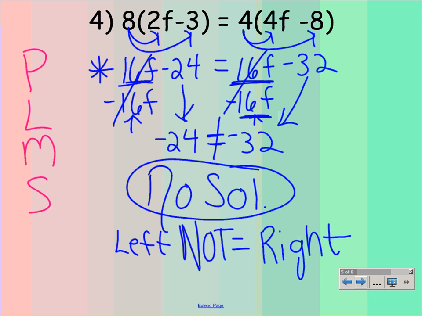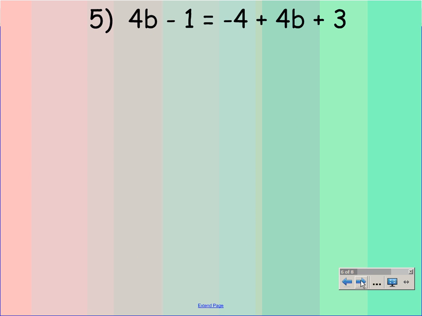So when you get down to this step, that's good, but make sure you just take it one more step and you say no solution. What that means is there isn't a number that I can substitute in for f to make the left side equal to the right. You are going to see some no solutions on your work today.